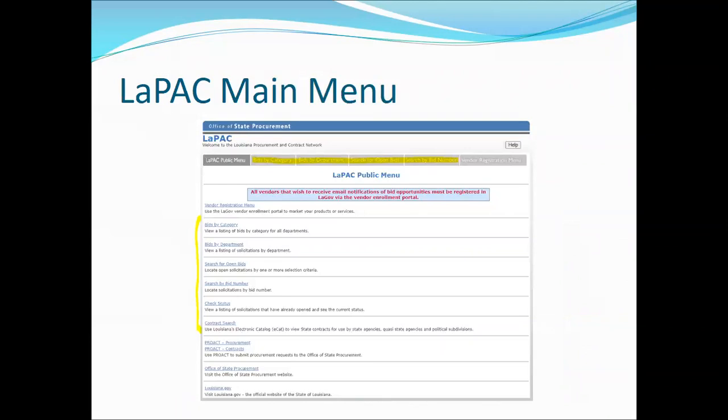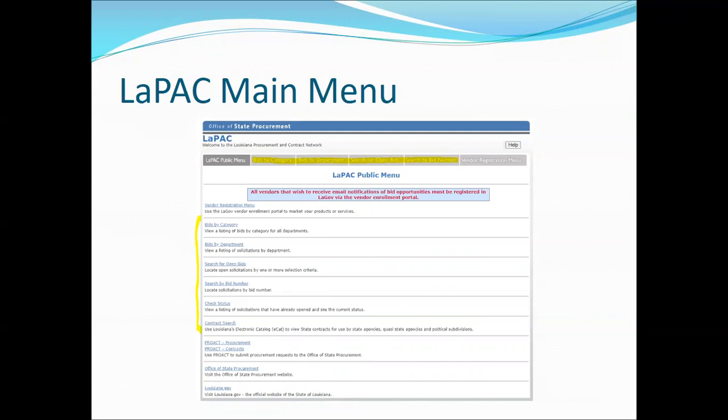The next slide here is for the LaPAC main menu. So we were in the vendor menu, and as you can see along the top, there's a whole section on the right there, the vendor registration menu, that's where we were. This part here is going to give you all the ways to search for a bid. So, for example, you can search by category, which will be broad groupings of commodity types. This is a good idea to get an idea of what kind of requests are currently on the table.